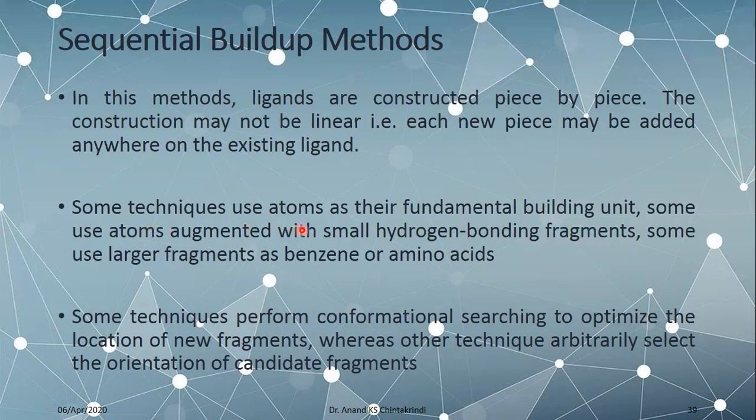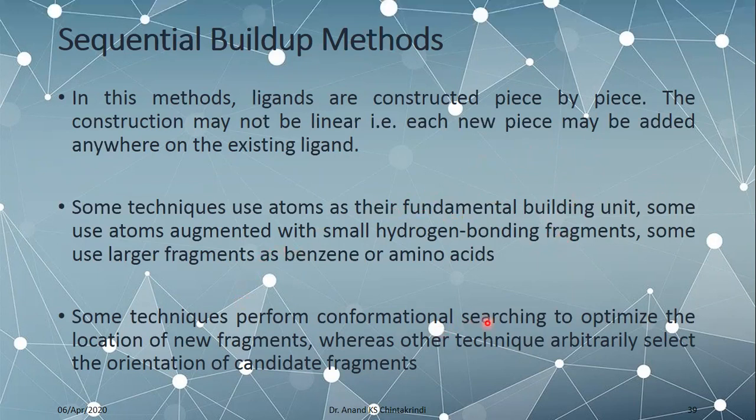So some techniques use atoms as the fundamental building unit. On a benzene ring, you will add one carbon at a time and go on building such that it is making a favorable interaction with the receptor site. Or some methods directly add certain fragments, like a formaldehyde group, which is a small hydrogen bonding group. Or some may use a larger fragment, that is, instead of adding one carbon at a time to form a benzene ring, a benzene ring is attached to another benzene ring to form a naphthalene ring in this case.